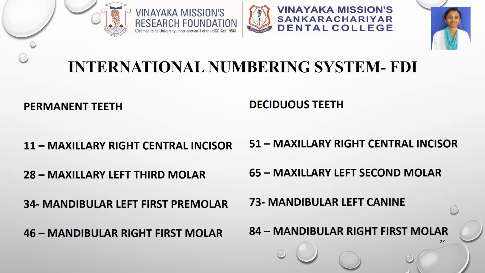And some examples are: 1 1 will represent the maxillary right central incisor. 2 8 will represent the maxillary left third molar. 3 4 will represent the mandibular left first premolar. And 4 6 will represent the mandibular right first molar. And in deciduous teeth, 5 1 will represent the maxillary right central incisor. 6 5 will represent the maxillary left second molar. 7 3 will represent the mandibular left canine, and 8 4 will represent the mandibular right first molar.